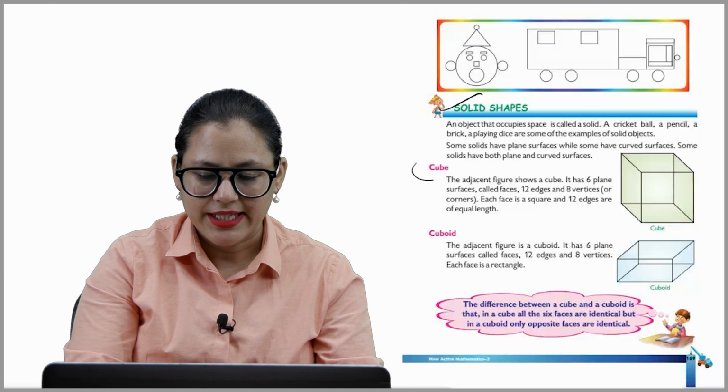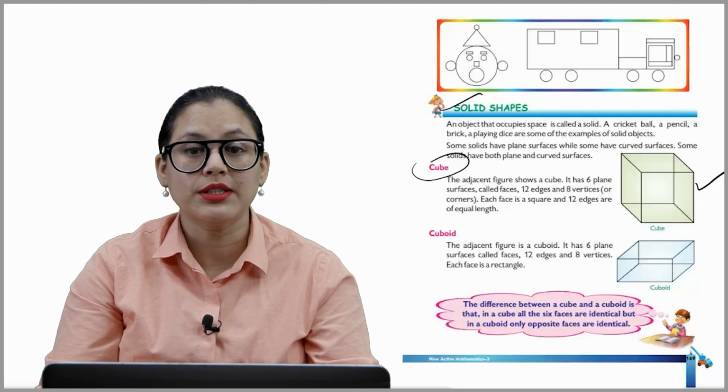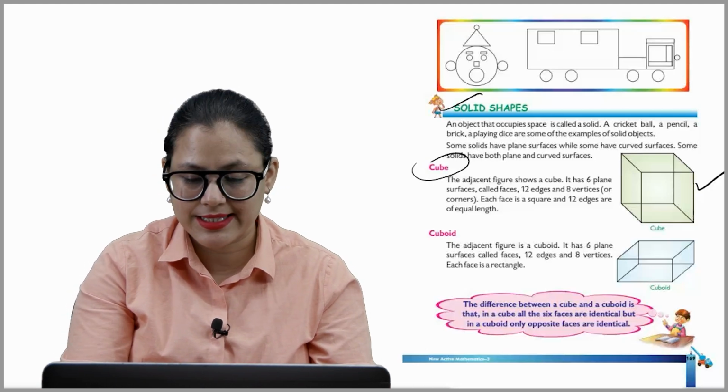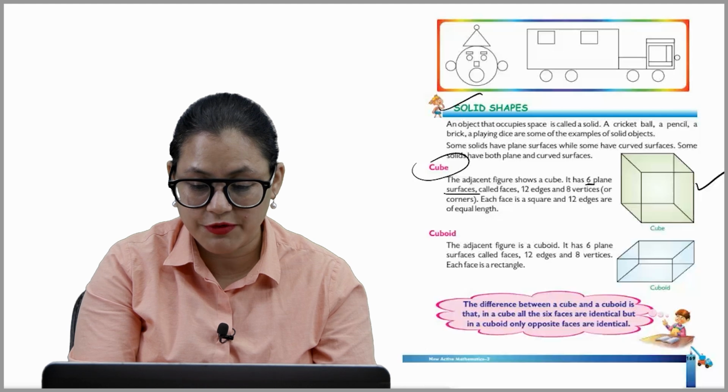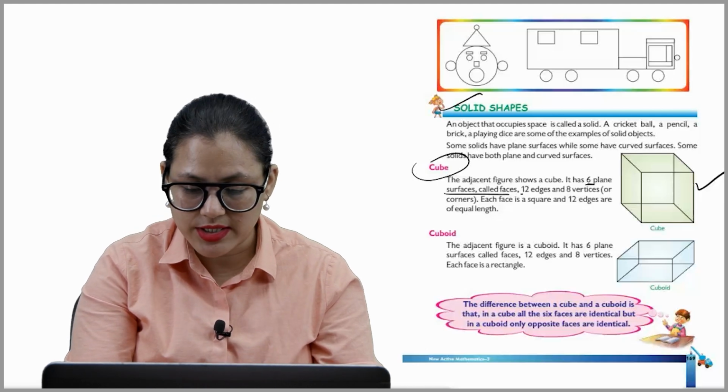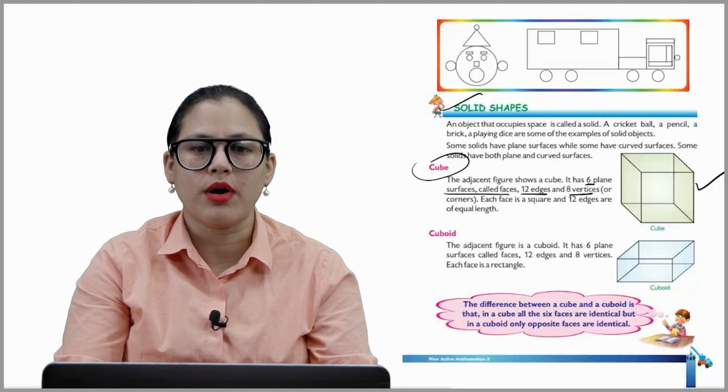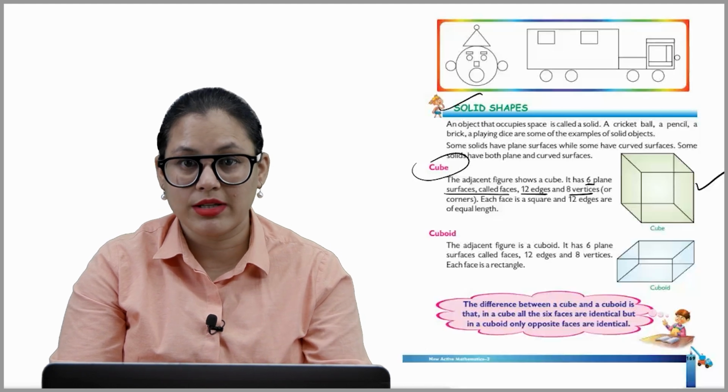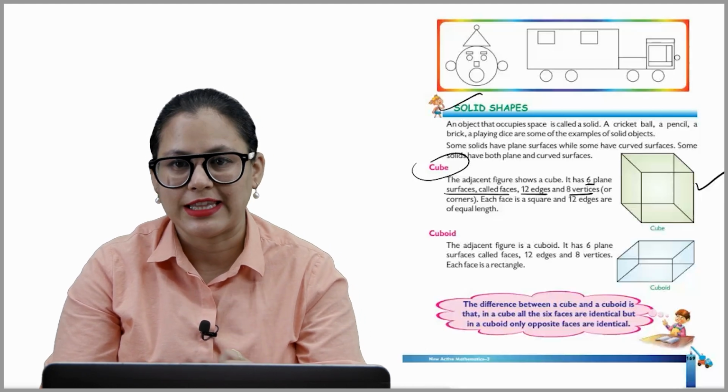Cube. The adjacent figure shows a cube. It has 6 plane surfaces called faces, 12 edges and 8 vertices or corners. Each face is a square and 12 edges are of equal length.